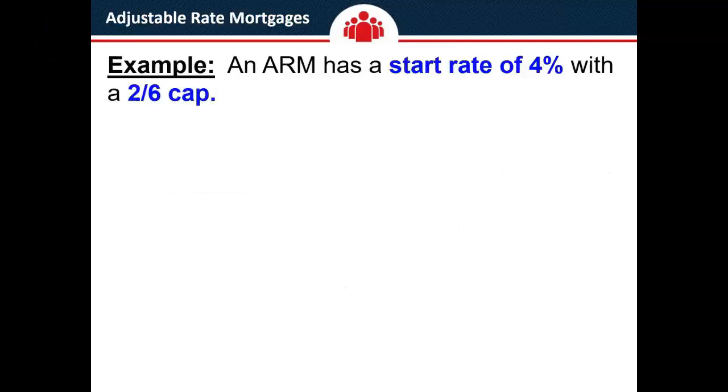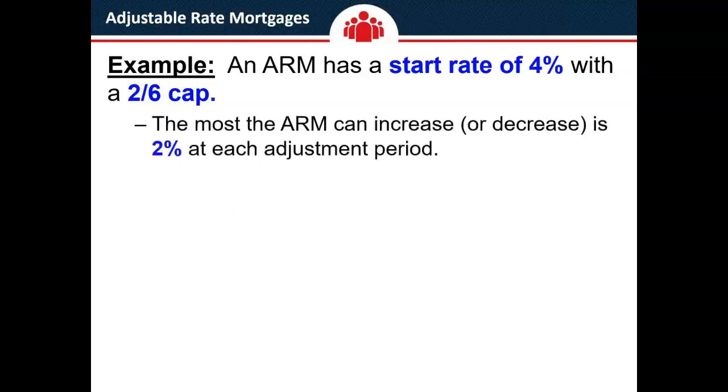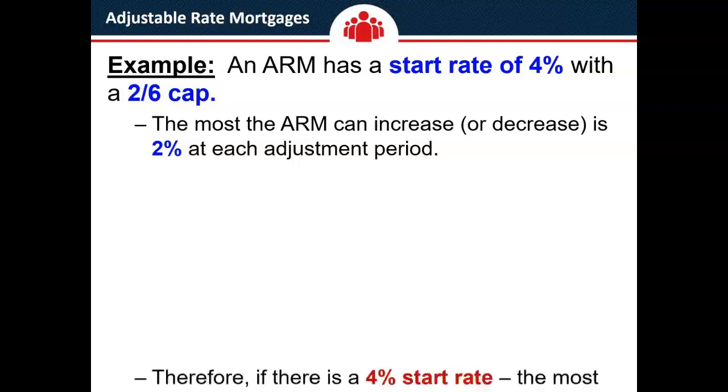So let's look at that example again. Say you have an ARM, an adjustable rate mortgage, with a start rate of 4% with a 2/6 cap. Remember, the first number is the most it can increase each time it's scheduled to adjust. But the bottom number is the cap, the ceiling, the most it can increase over the life of the loan. Remember, this is from where it's starting from, so you have to know the start rate. The first number, again, is the most it can increase per each adjustment session. It can go up or down, but no more than 2% each time it's scheduled to adjust.